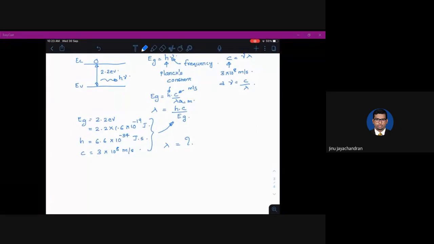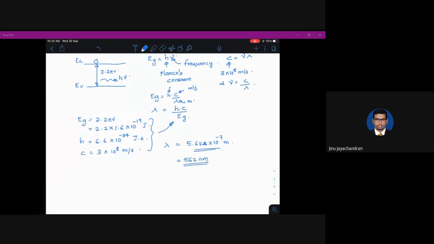Yeah, that is right. The value of lambda is approximately whatever you have said, that is 5.624 into 10 raised to minus 7. Make sure you write the units, that is in meter. So this is actually 562 nanometer.